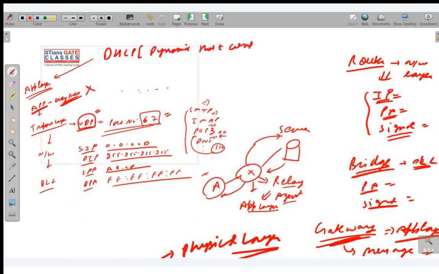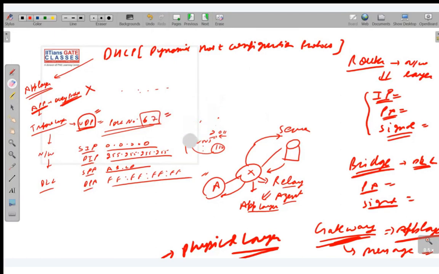Dynamic Host Configuration Protocol. Okay, all these things are the same. Application layer, query packet, that will be there. Transport layer, UDP will be used. Port number is also the same, 67. Network layer, SIP, DIP, everything is the same.